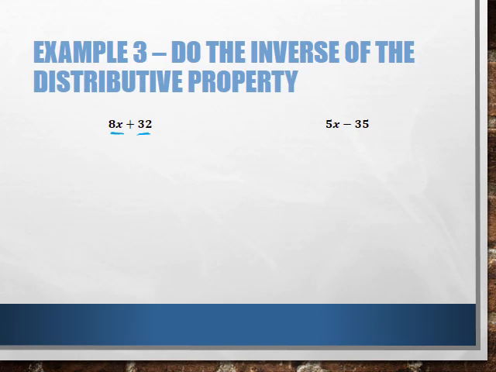Hey, look, I see an 8. So if I pull an 8 out, what's going to be left with that 8x? It's going to be just x. If I pull an 8 out of the second one, what's going to be left? Well, 32 divided by 8 gives me 4. Now let's double check that. If I were to distribute, 8 times x gives me 8x, and 8 times 4 gives me 32. So that really does work.